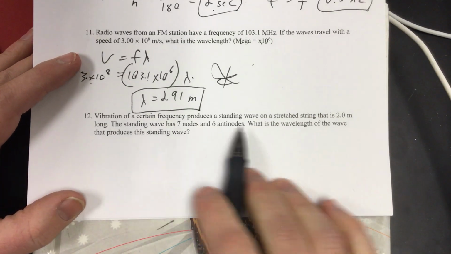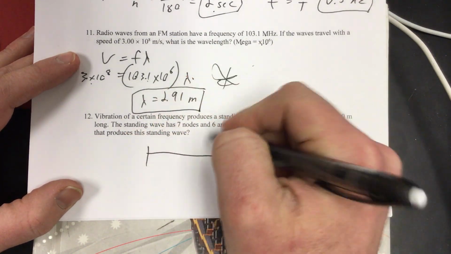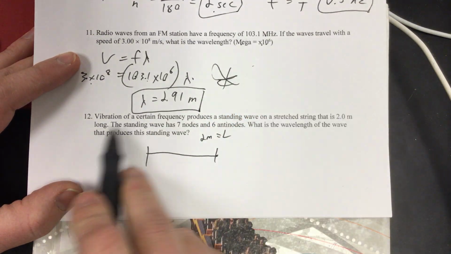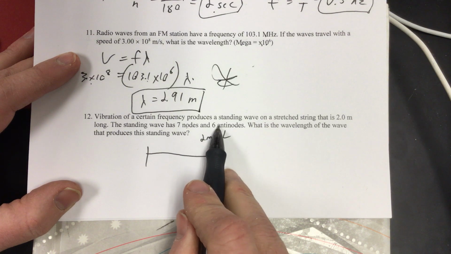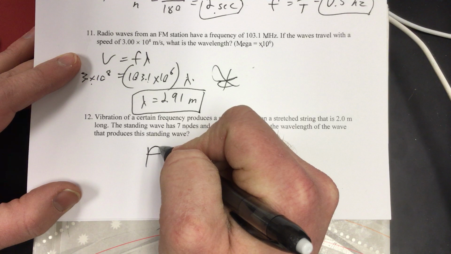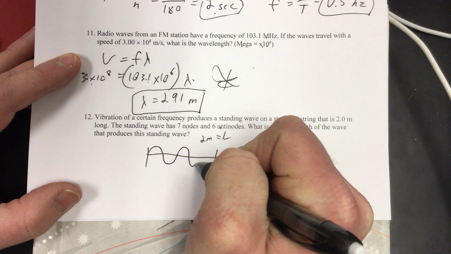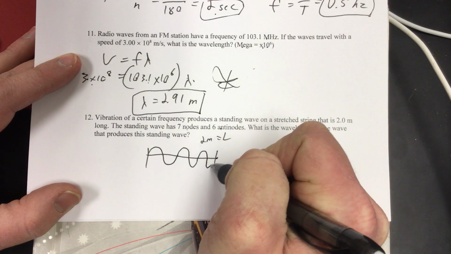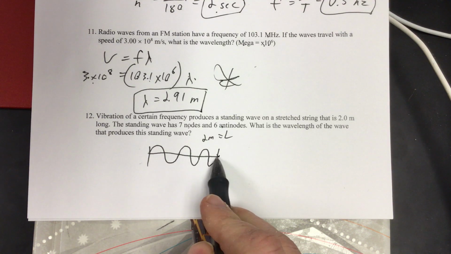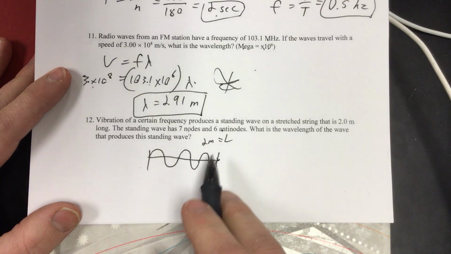All right, a vibration of a certain frequency produces a standing wave on a stretched string that is 2 meters long. So again, let's draw the 2 meter wave. So 2 meters long, that's L, length. The standing wave has 7 nodes and 6 antinodes. So that means 6 humps. So we're going to go 1, 2, 3, 4, 5, 6. So 6 antinodes, and then we've got 1, 2, 3, 4, 5, 6, 7 nodes. So yep, that's it.